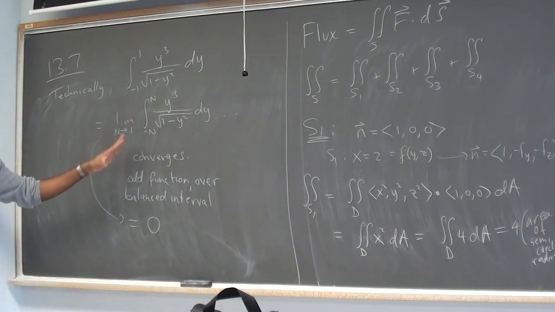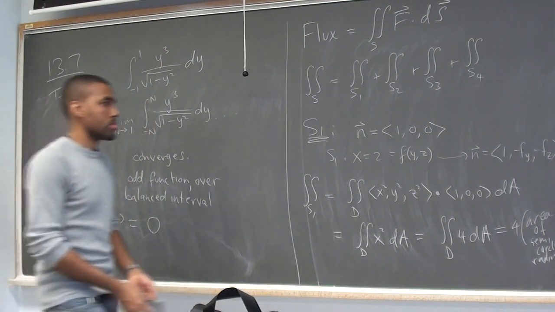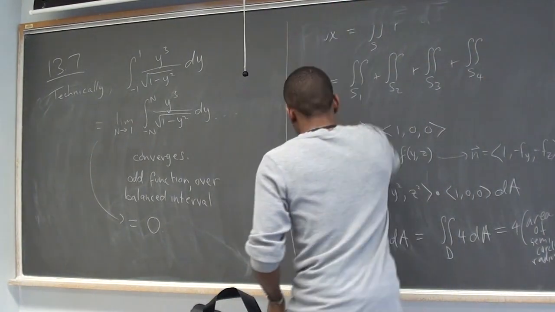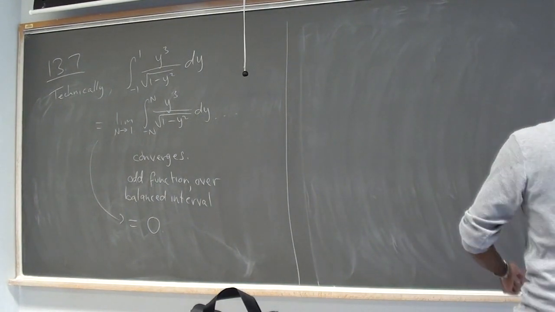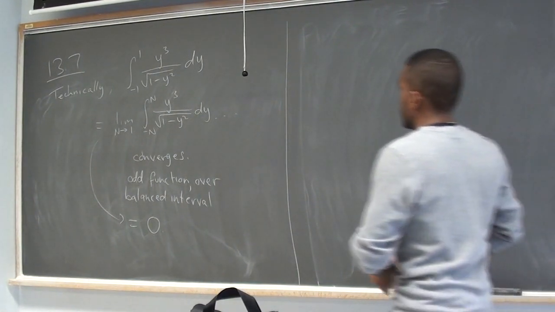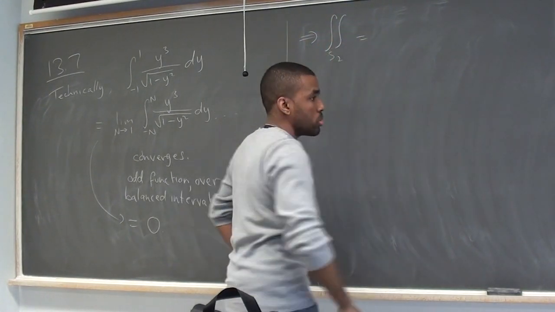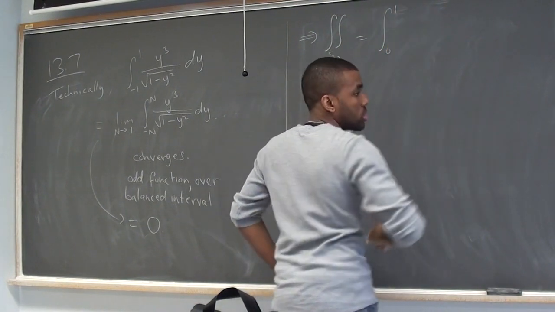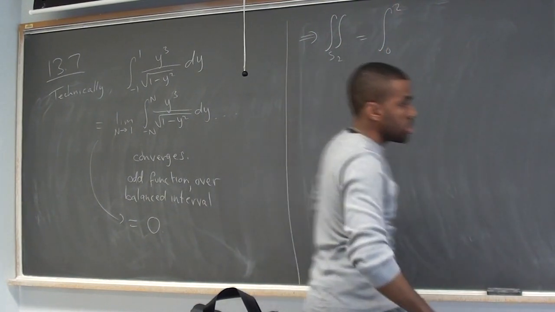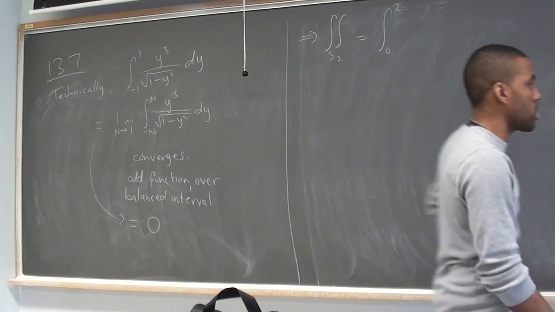But technically it's an improper integral, so you sort of have to at least mention that. And so finally our integral over S2 would be equal to the integral from 0 to 2, right? So remember, this guy goes to 0 when you actually take the integral on the inside. So now we just have to worry about those other guys.